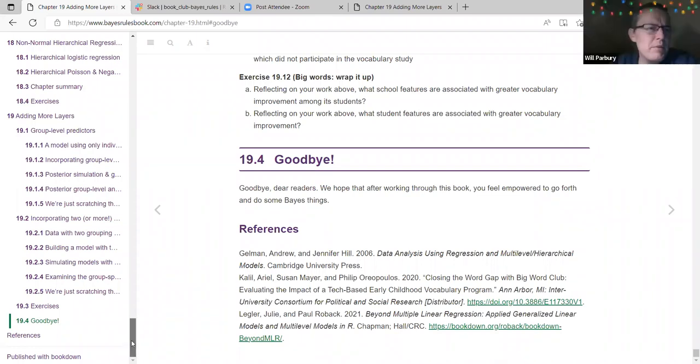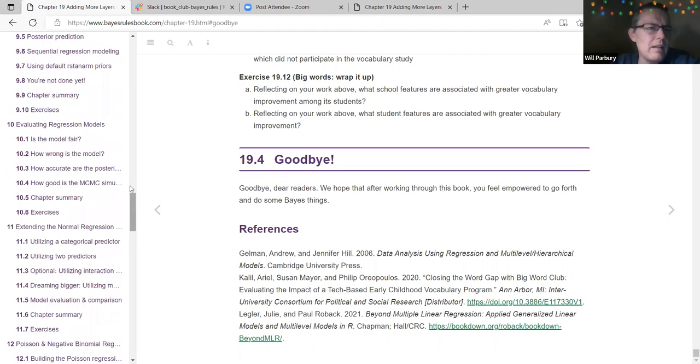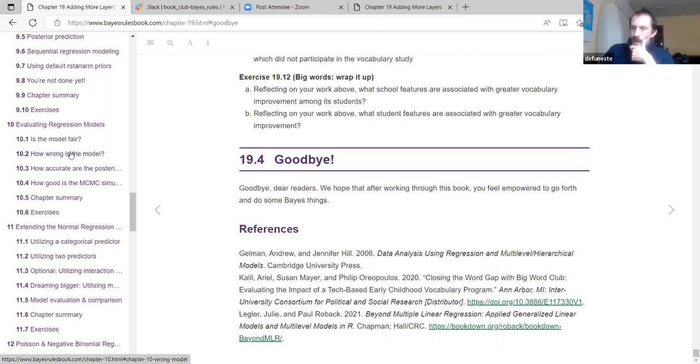I think it was chapter 10. Yeah, I thought evaluating regression models was a really good chapter, because I've done non-Bayesian regression before, but to be honest, I didn't really know how to compare regression models. I mean, you know, R squared and stuff like that. But I think that's going to be really useful for me. I think I'm going to be a better modeler with the ability to compare different models. Yeah, that's my list.